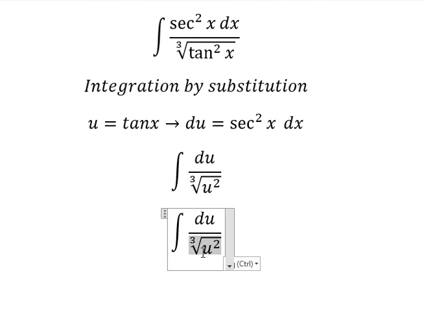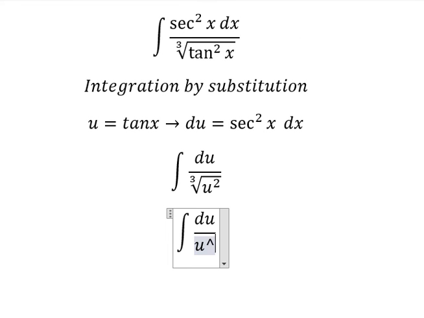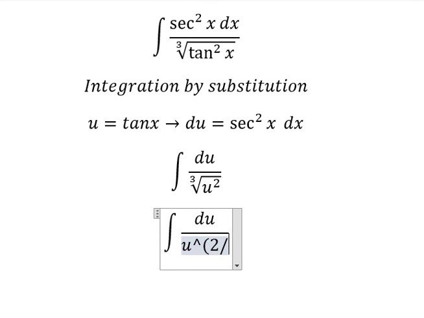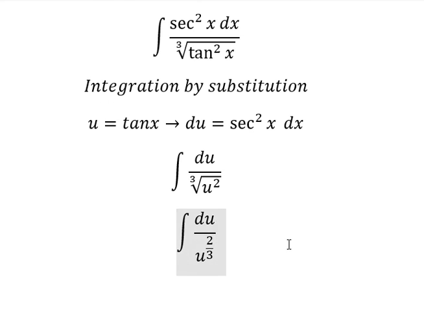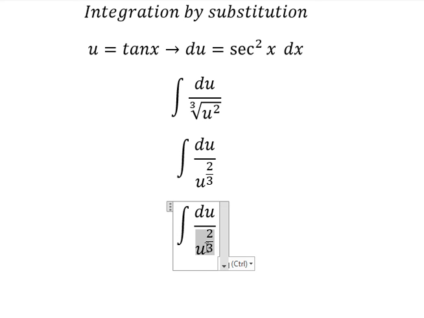So for this one we have u to the power of 2 over 3. So if I want to put this one on the numerator, we need to have the negative sign on the power.